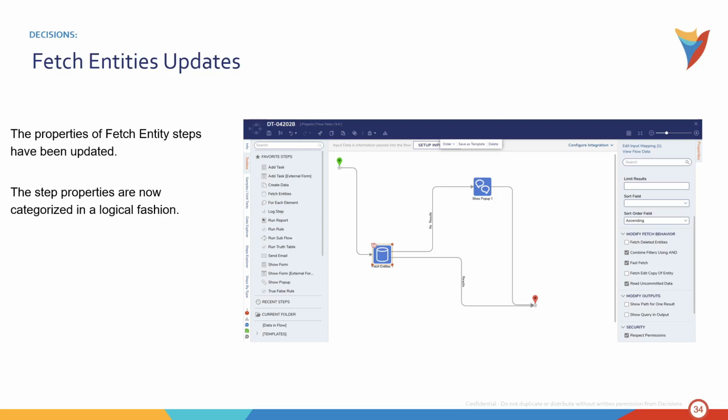Additionally, properties have been added to the fetch entity step, impacting almost all entity-related steps. These properties have been grouped for consistency. Each step now has a category labeled Modified Fetch Behavior, containing similar options. The only step that wasn't impacted by this change was the Save Entity step. If you're using other entity steps, you'll notice that the properties have been reorganized.